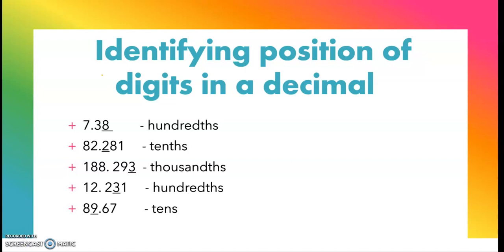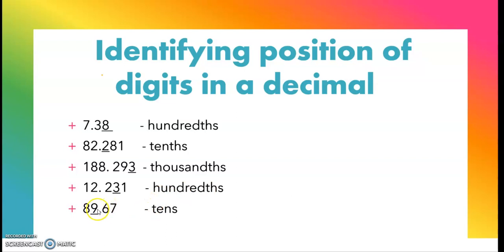Now, example 3, 188.293, and the 3 is underlined. It is saying here that it represents thousandths. Why will it represent thousandths? Remember from the table, it showed us that the third digit after the decimal point will fall under the thousandths column. Example 4, 12.321. The 3 is underlined and it represents the hundredths.